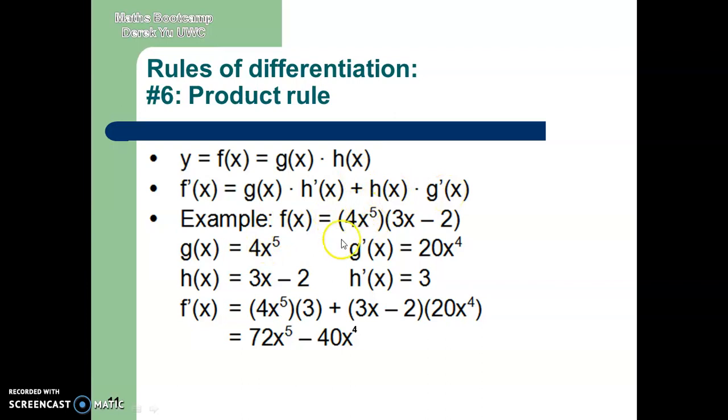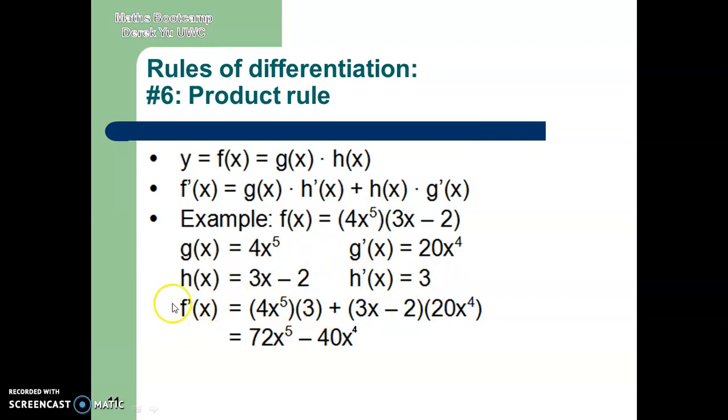Okay, so this is an example. You clearly see the product of two subfunctions. 4x to the power of 5, we can call it g(x), and then 3x minus 2, we call it h(x). Then this is the first order derivative of g(x), 20 times x to the power of 4, and then first order derivative of h(x) is simply 3.